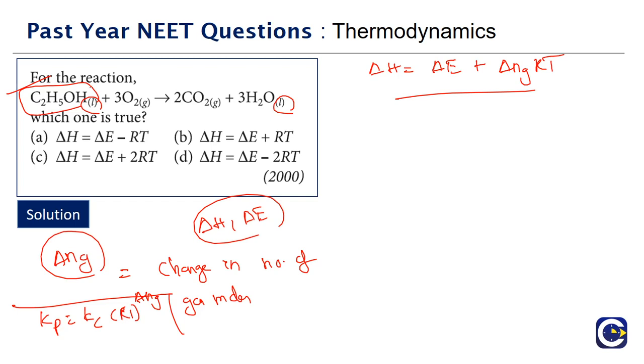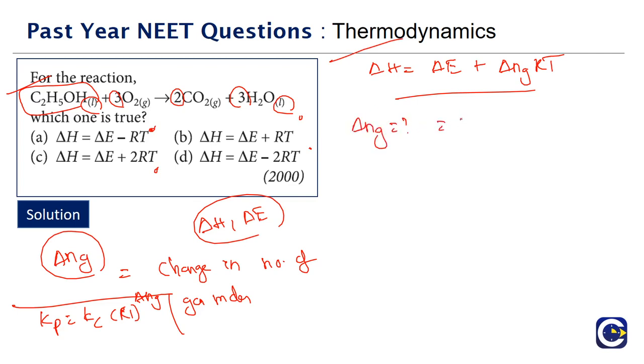So for the reaction, this is the reaction given to us: C2H5OH liquid state plus 3 moles of O2 gas gives rise to 2 moles of CO2 and 3 moles of water in the liquid state. For this, which of the relations is true? We know the formula: delta H is equal to delta E plus delta Ng RT. First we have to find what is delta Ng.